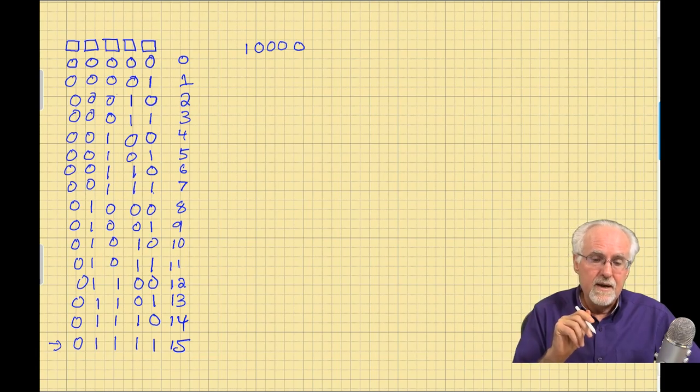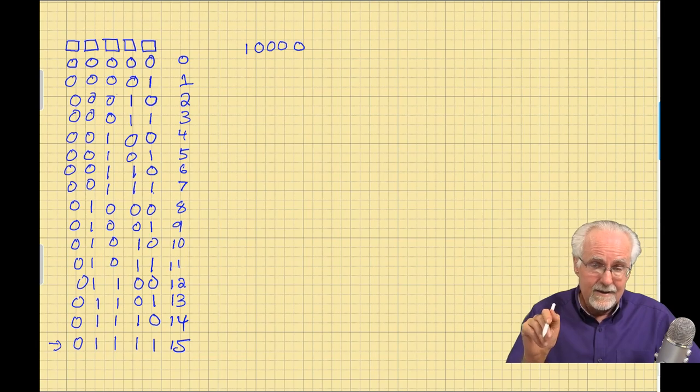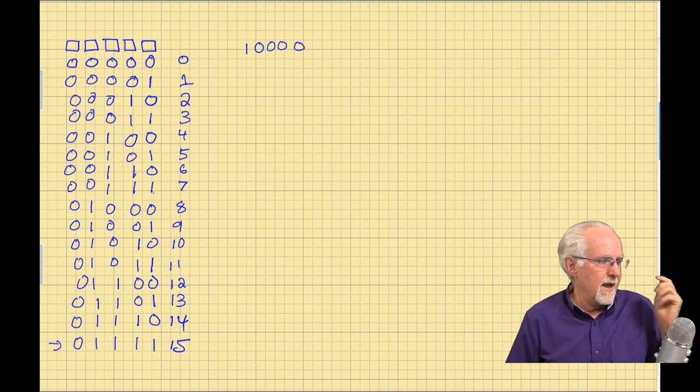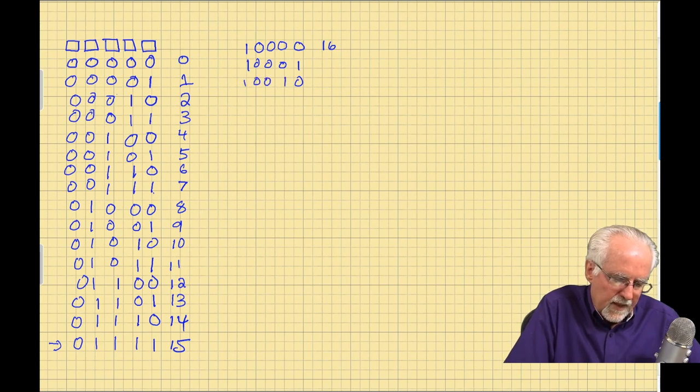It's sort of like if you were at 999, and you add 1, well, it rolls over to 1000, and that's kind of just what happened here. So what number is this? This is 16, and then I add a 1, and then 0001. 1 plus 1 is 0, carry the 1, and then 001. And now I add a 1 to 0, and that is simple.